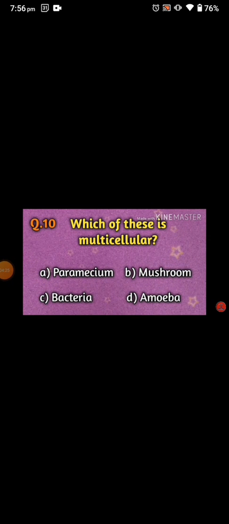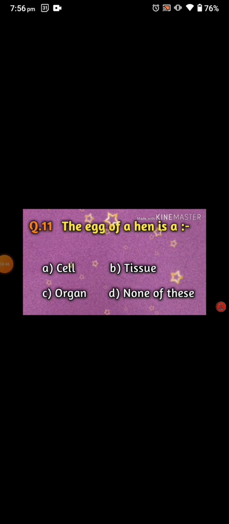Okay, go to the 10th one. Which of these is multicellular? I told you, multicellular means many cells. Paramecium is like an amoeba, single cell. Bacteria are also single cell. Amoeba is single cell. Mushroom has many cells. That is the answer, the mushroom.